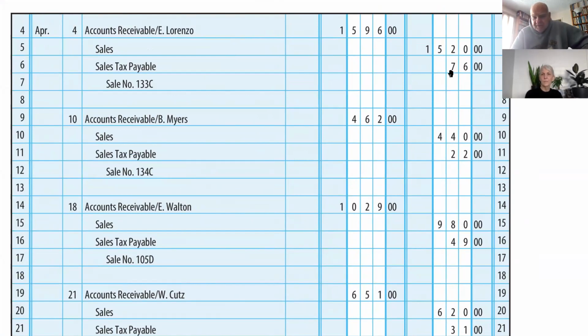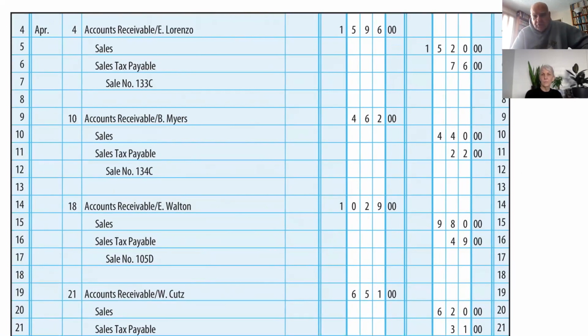There was an amount of sales tax on it of 5%. So Lorenzo has to hand us a check in the future for the total. That's your debit, 1,596. He owes us that. The sale, though, is 1,520. You can't call that a sale for 1,596. That would inflate your sales, be misleading. And then when it's time to pay the sales tax, you'll never be able to figure out what happened.